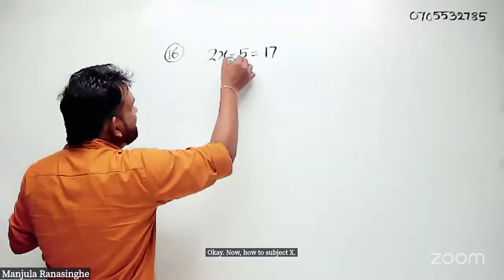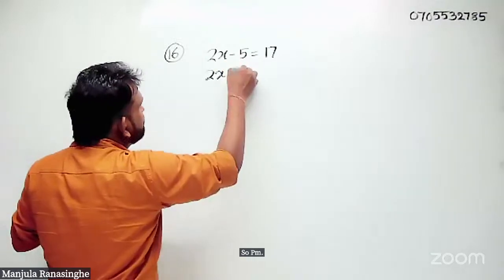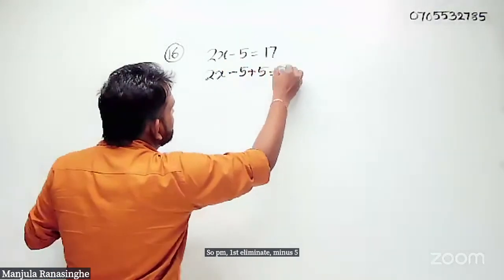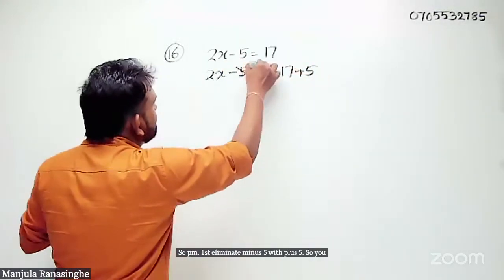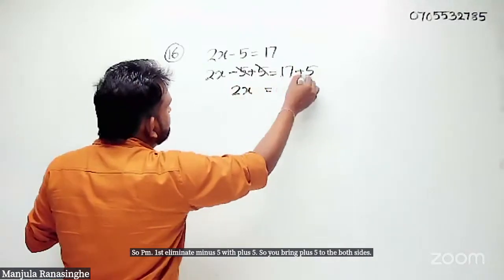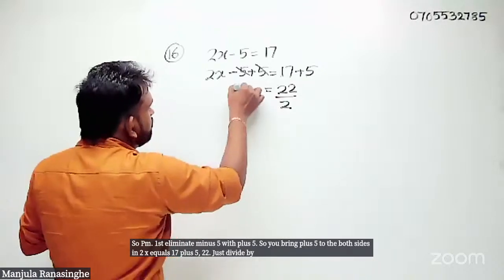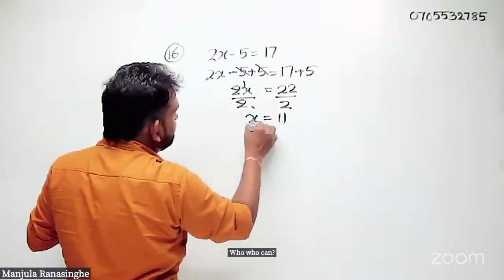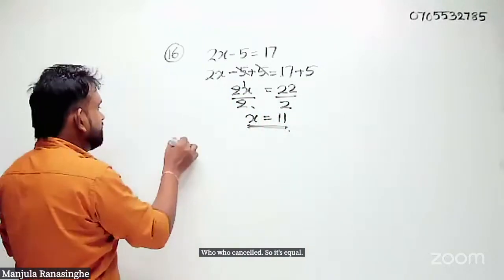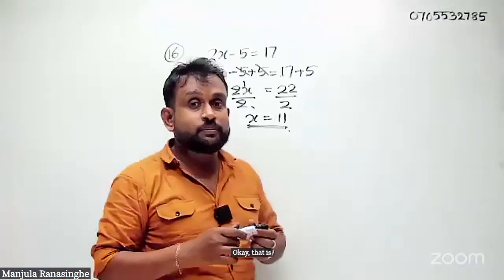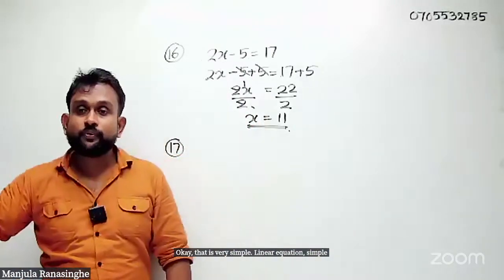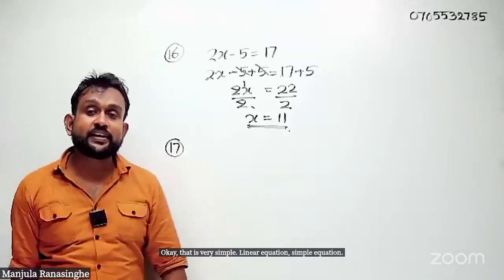First, eliminate minus 5 with plus 5. So you add 5 to both sides. Then 2x equals 17 plus 5, which is 22. Just divide by 2 on both sides. The 2 cancels, so x equals 11. Okay, that is very simple. A linear equation, a simple equation.